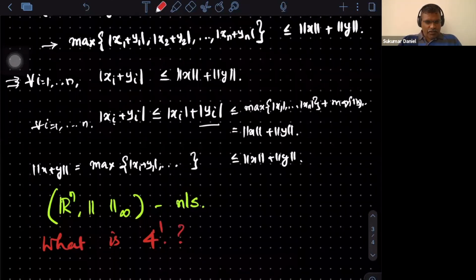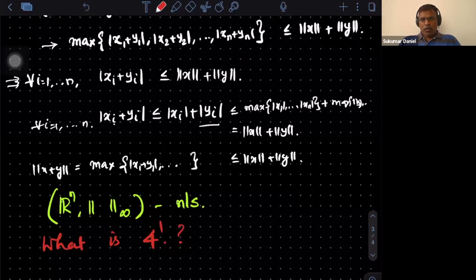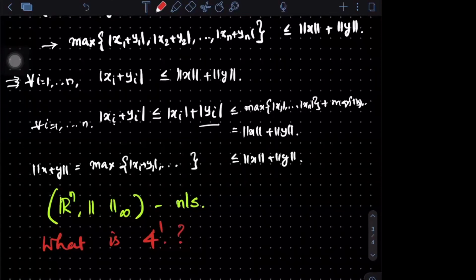Yeah, Srujana, can you answer? Can you give that element in Rn? Yeah, all ones. So all ones, if you take in one norm, its value is n. And in infinite norm, it is just 1. Good.